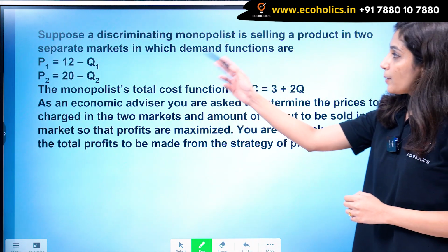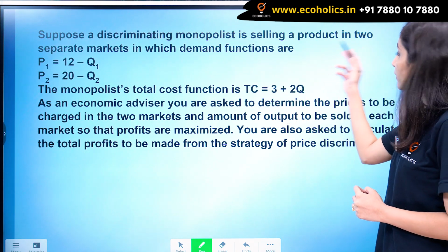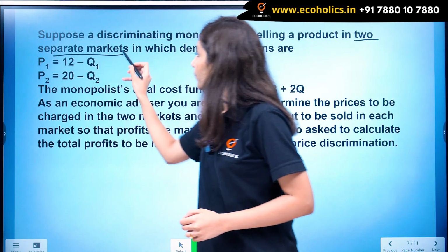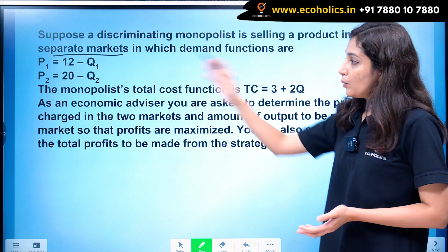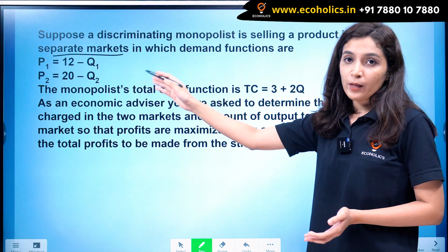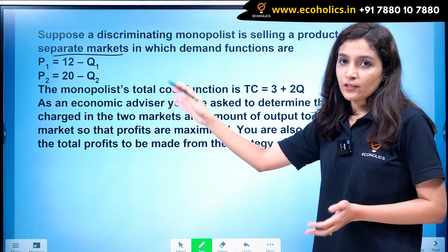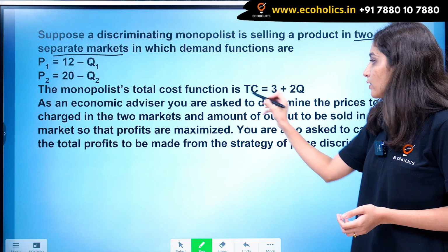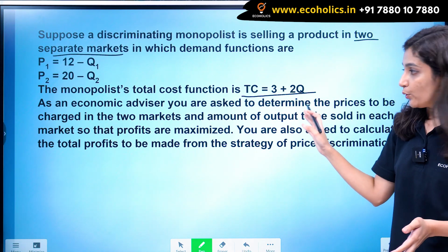So suppose a discriminating monopolist is selling a product in two separate markets, in which the demand functions are P1 is equal to 12 minus Q1 and P2 is equal to 20 minus Q2. The monopolist's total cost function is TC is equal to 3 plus 2Q.